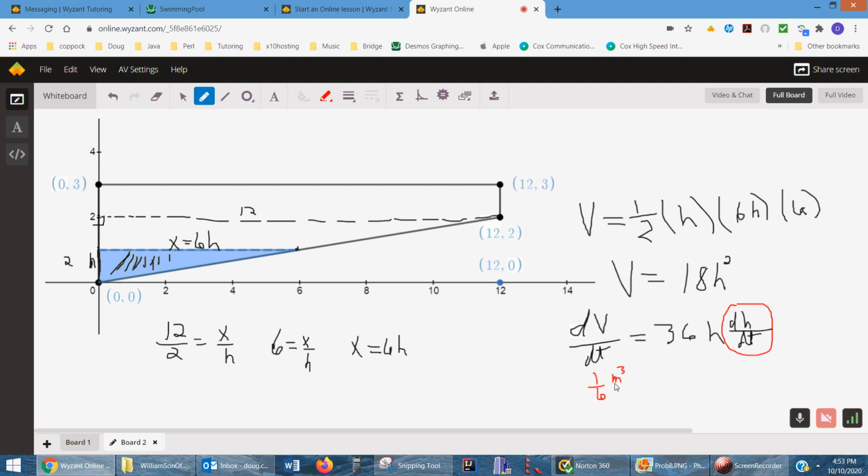And H is 1 meter. And we want to solve for dH/dt. So basically, I just have to divide both sides by 36. So 1/6 times 1/36 equals dH/dt. And 6 times 36 is 216. So the water level is not going up very fast. That's meters per minute, 1/216th of a meter every minute. There's your answer.